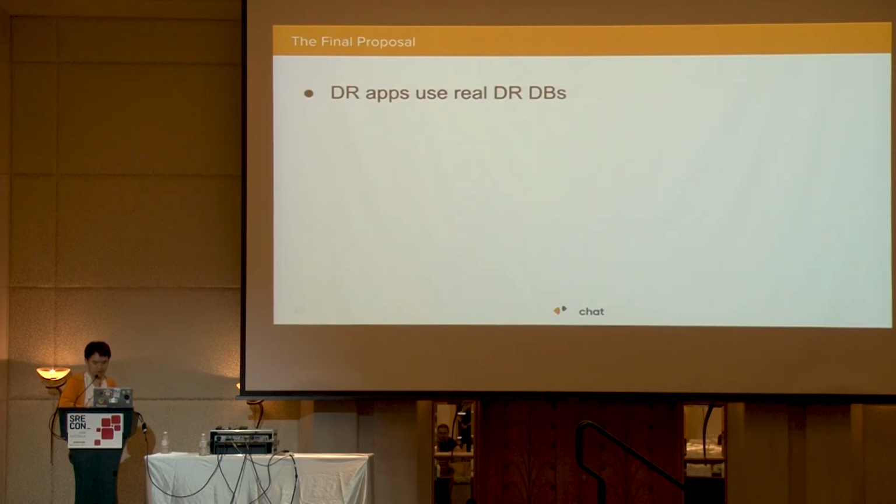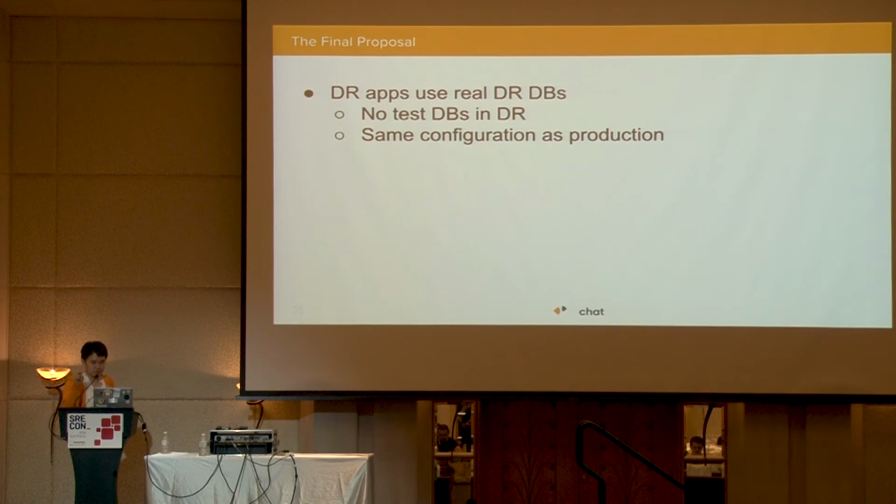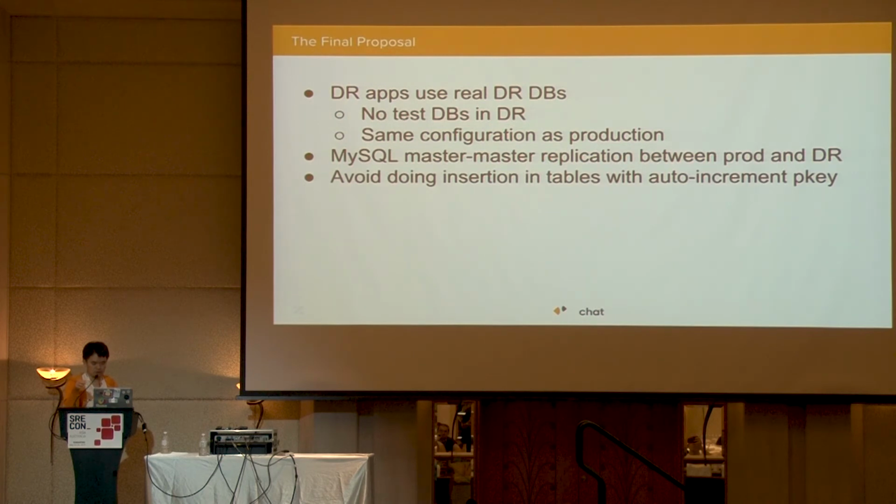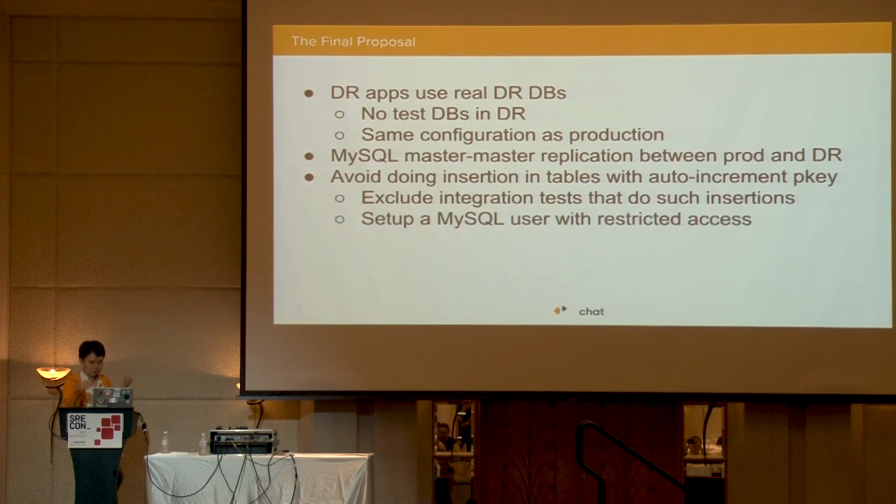So we use the real DR databases, as in DR, for testing. So no test database. Same configuration as production, so we are testing the real thing. And we set up the MySQL databases in DR and production as master-to-master replication. A bit risky, but that's what we're doing. Then we avoid doing insertions into tables that have auto-increment primary keys. And of course, we exclude integration tests that do this kind of insertion, which luckily is a small subset of them.